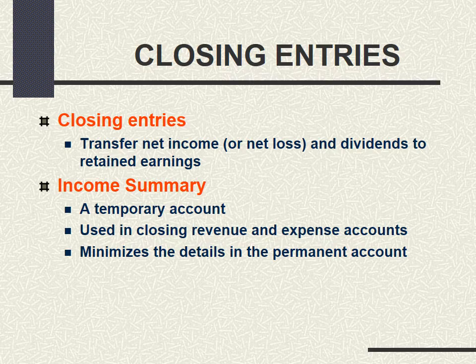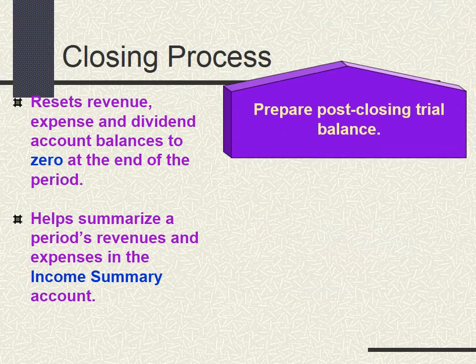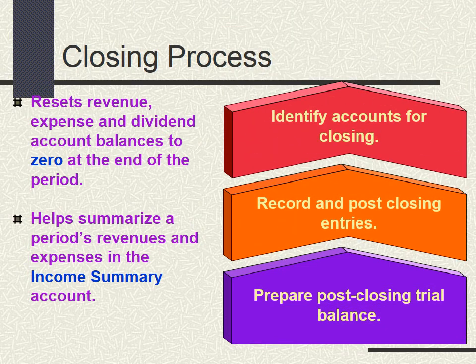As we've said, income summary is a temporary account that is going to be used in this. So here's the closing process. It's going to reset expenses, revenues, and dividends to zero, and to summarize everything and transfer it finally into retained earnings. So we're going to look at identifying the accounts for closing, recording these closing entries and posting them, and showing what a post-closing trial balance looks like.